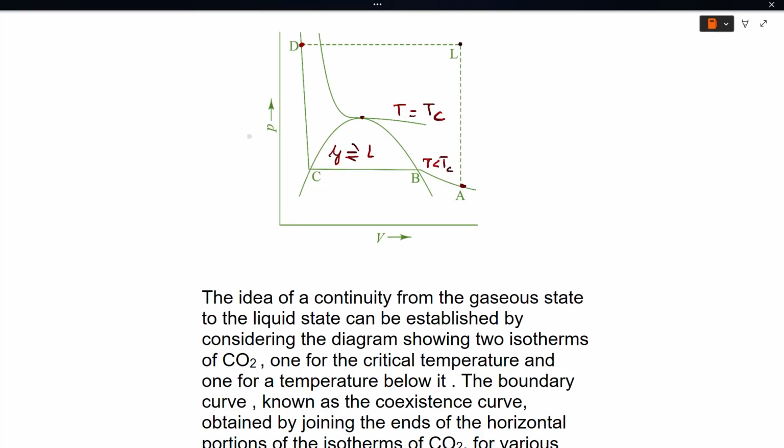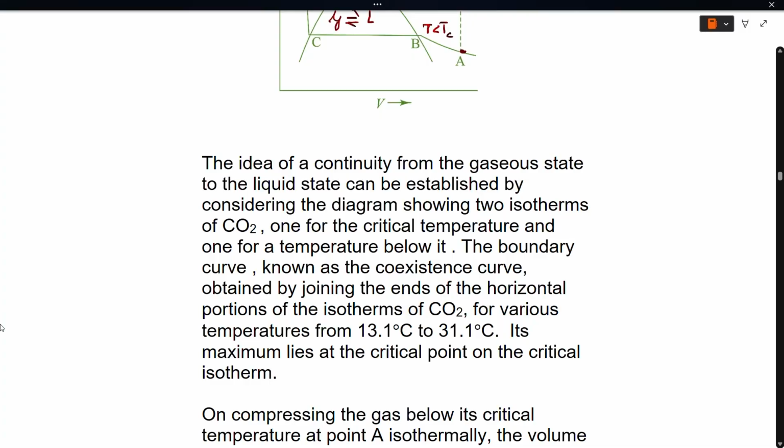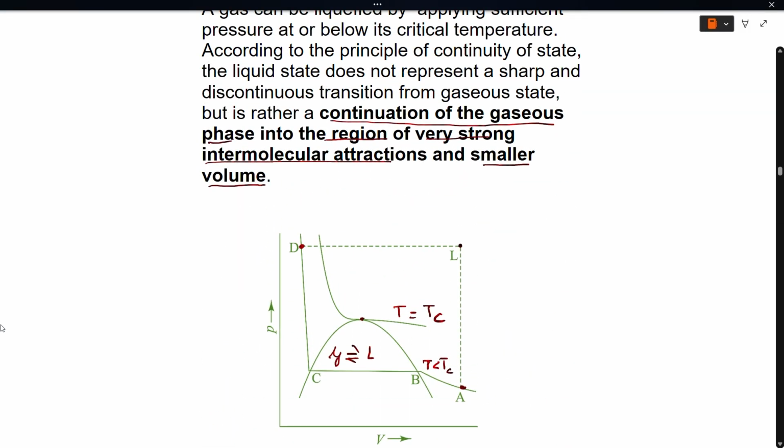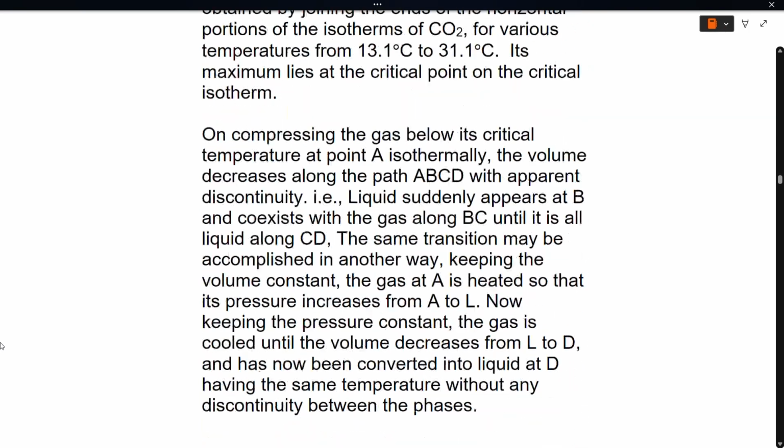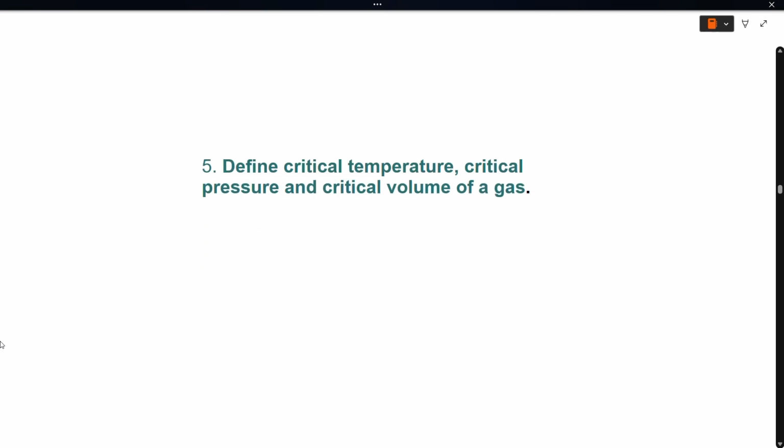So, it is assumed that we can consider it a continuous process from gaseous state to liquid state, where the gas gets converted into a state where there is more intermolecular force of attraction and lower volume. So, that is what we say about the continuity of state, a continuation of gaseous phase into a region where there is a strong intermolecular force of attraction and smaller volume. So, next we will pass on to the next question.